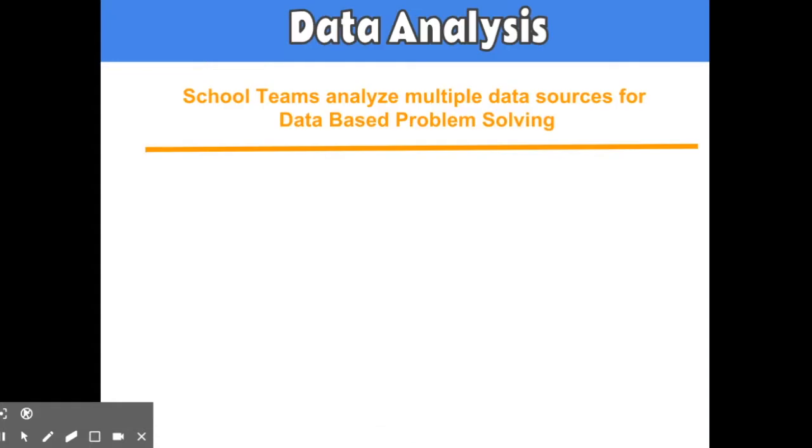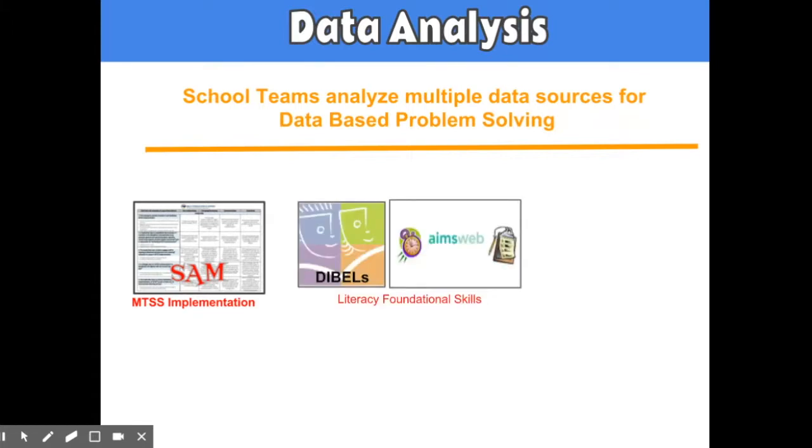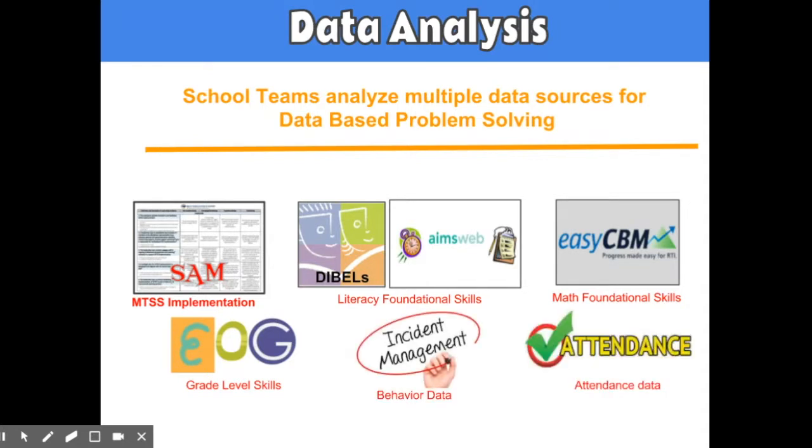MTSS leadership teams should use multiple data sources to effectively conduct data-based problem solving to determine school needs. Examples of school-wide data may include the self-assessment of MTSS or SAM, which provides MTSS implementation information for your school. Literacy foundational skills data may be available from DIBELS or Ames Web assessments. Also, Easy CBM math assessment data can be used. End of grade or end of course assessments, behavior data, and attendance data would all be included in school-wide data for the MTSS leadership team to determine needs for your school.